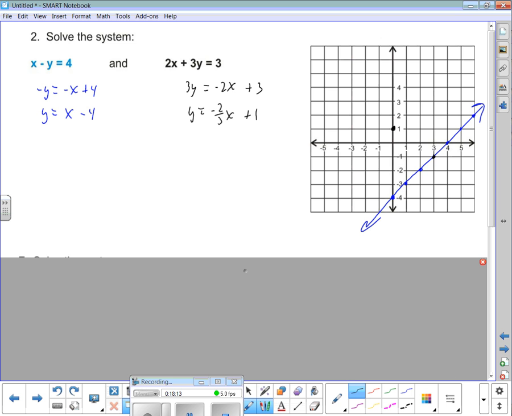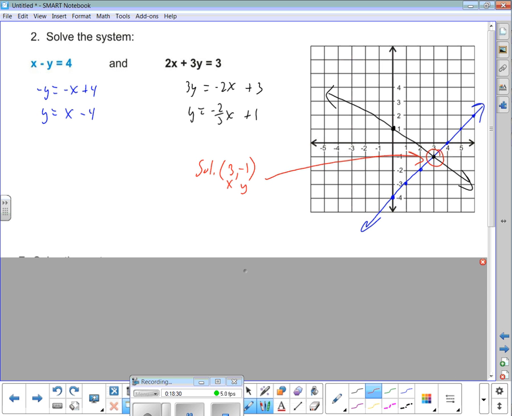I've hit the line already. I found my point of intersection. Remember, you've got to say what the solution is. And it's the point (3, -1). X coordinate of 3, y coordinate of -1.